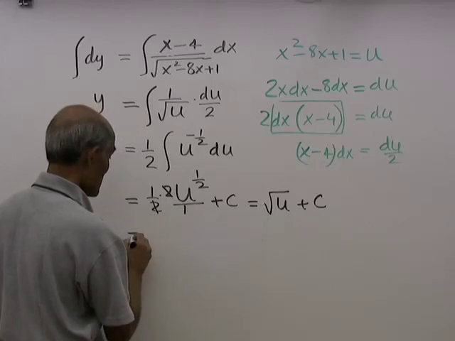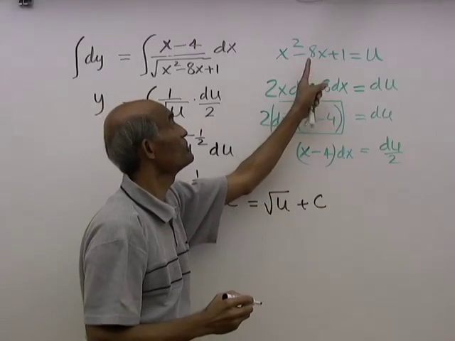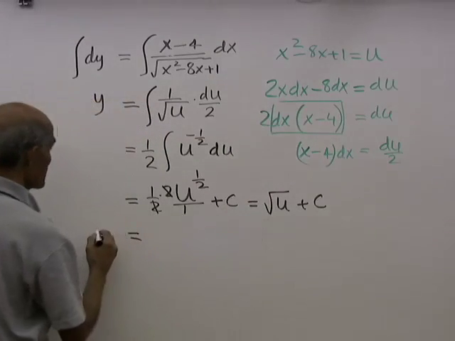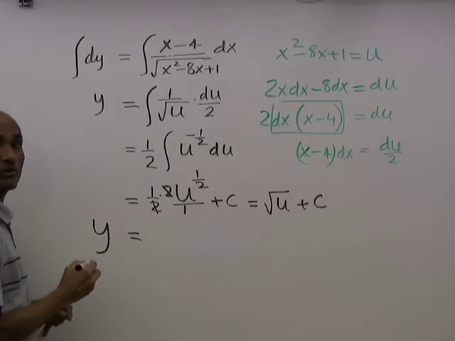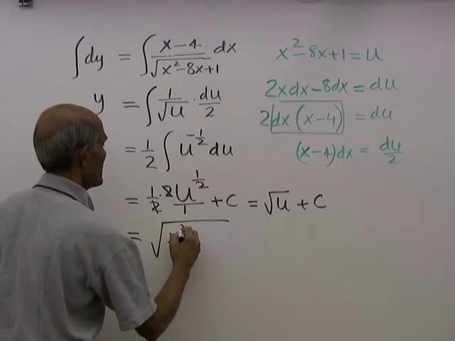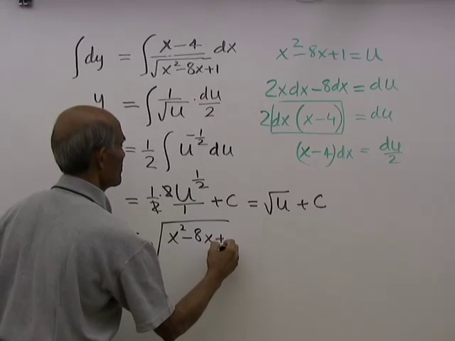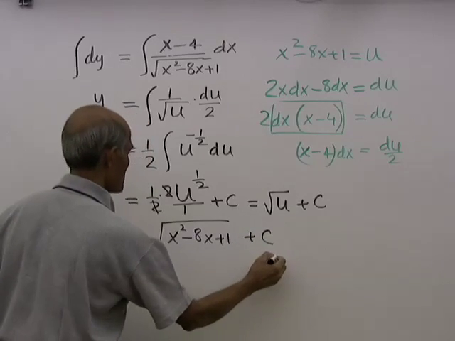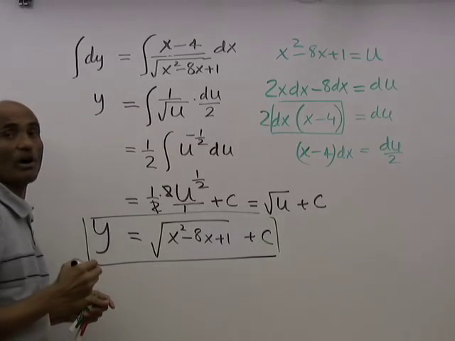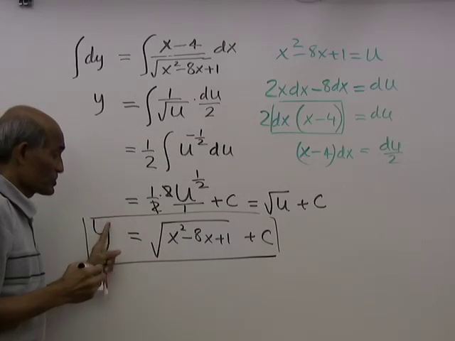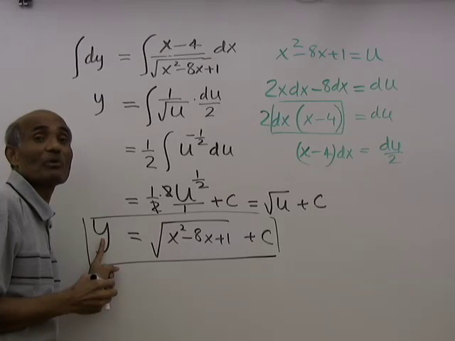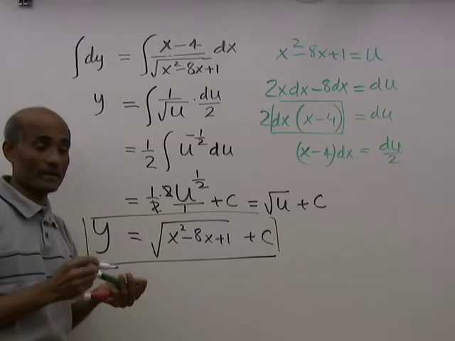And finally, we need to replace our u. What was our u? Our u is the quantity. So our answer is y equal to square root of x squared minus 8x plus 1 plus c. And this is the solution of that differential equation. The solution is we solved for the dependent variable y. All right.